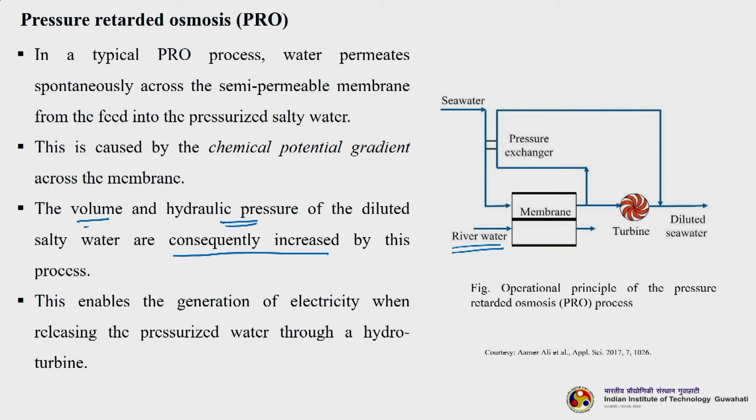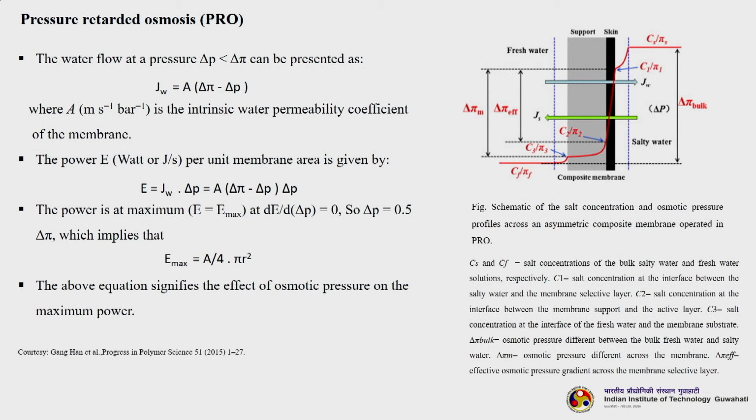As the volume and the hydraulic pressure of the salty water increase, this actually helps in generating electricity, because it is being fed to a turbine here, you can see. So, this enables the generation of electricity by releasing the pressurized water through a hydro turbine. The water is at high pressure, so that pressure will be utilized to rotate the water turbine, and when the turbine rotates, you know the usual way of generating electricity. Let us understand the equations involved in that.